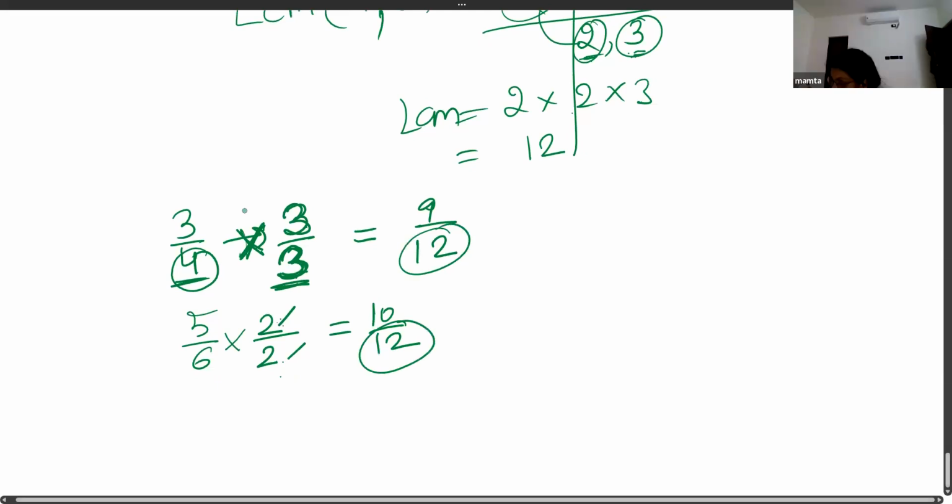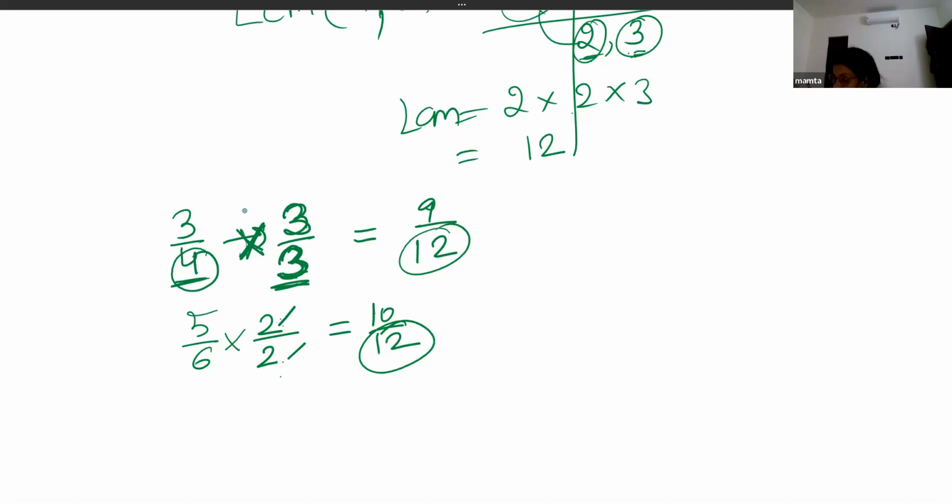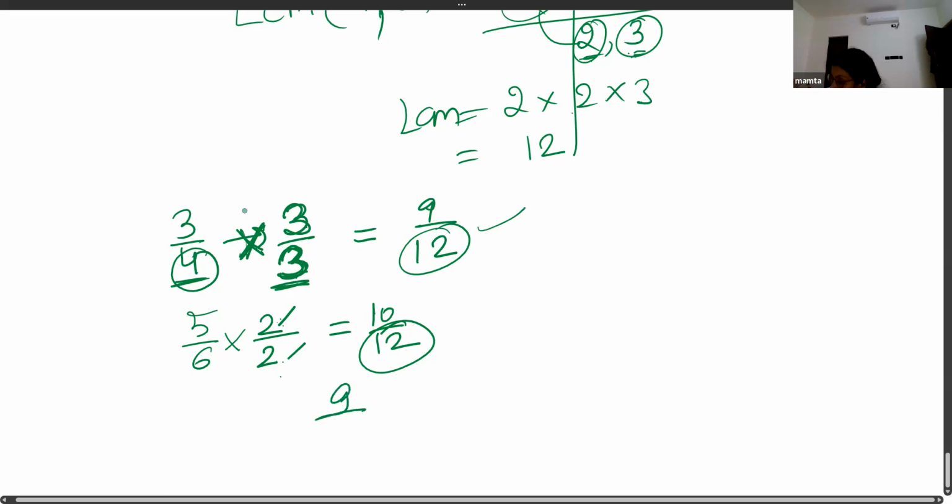Now, are they like fractions or not? Yes. So we have done magic. We have converted unlike fractions into like fractions by multiplying with a number so that when it is multiplied with the denominator, it will be the same as the LCM. Clear, children? Okay. Now add 9 by 12 plus 10 by 12.